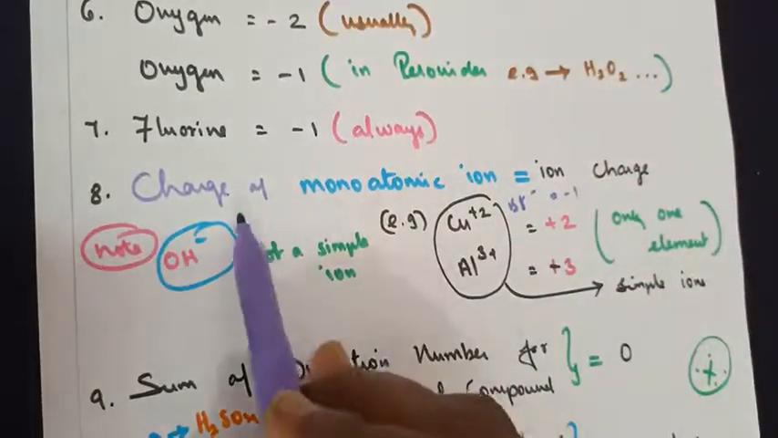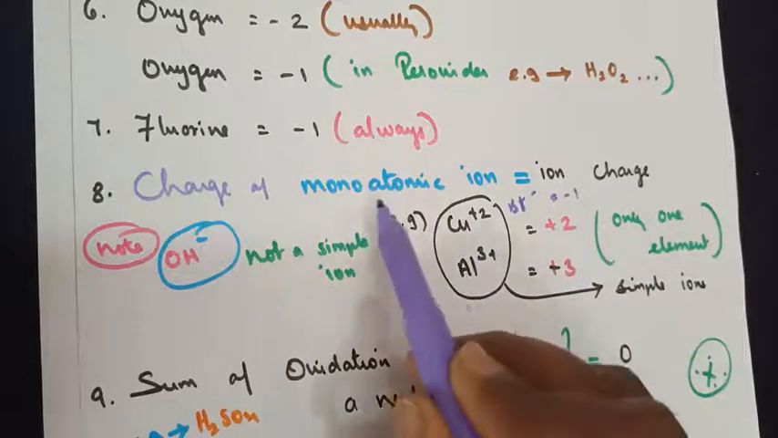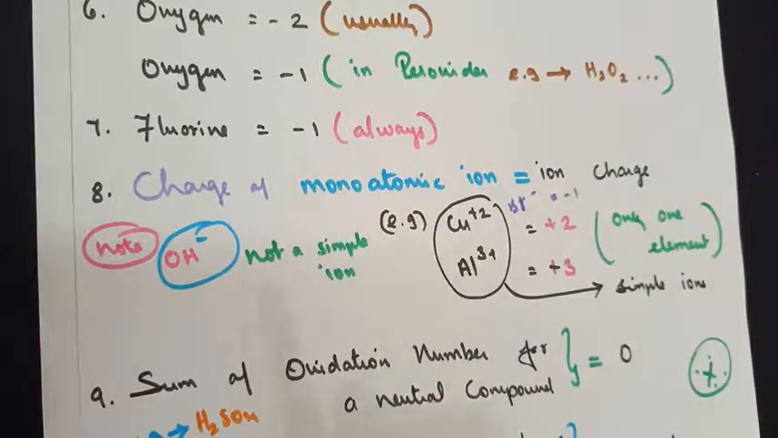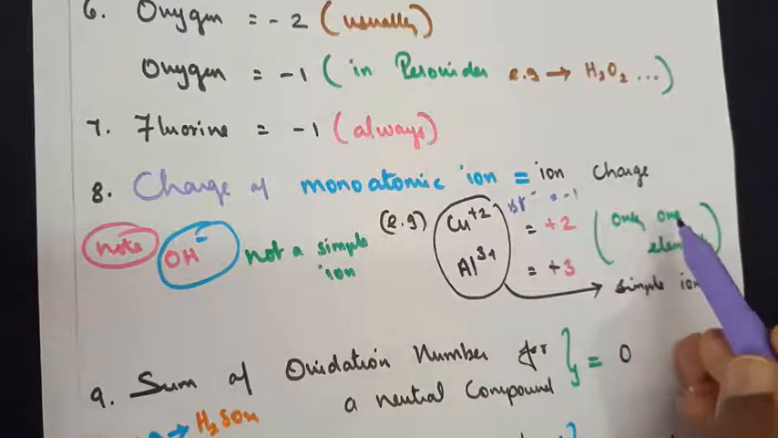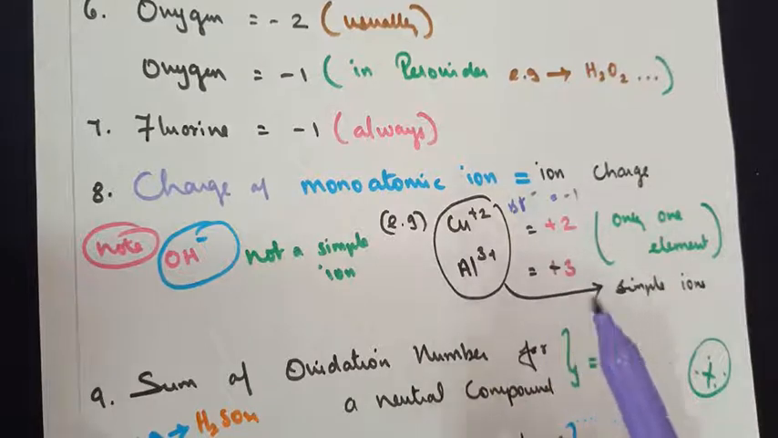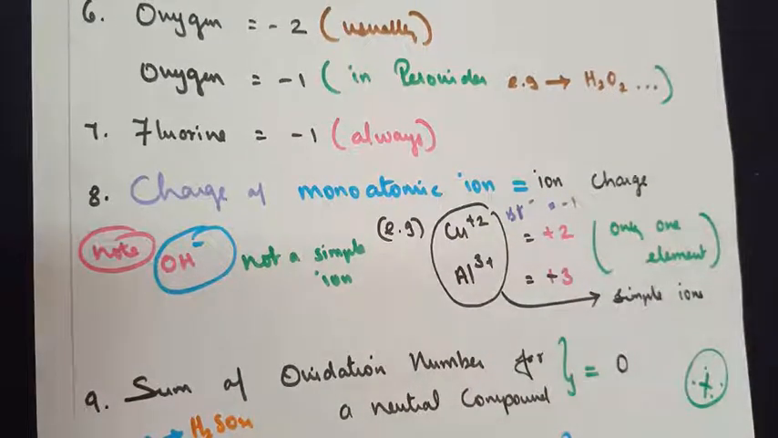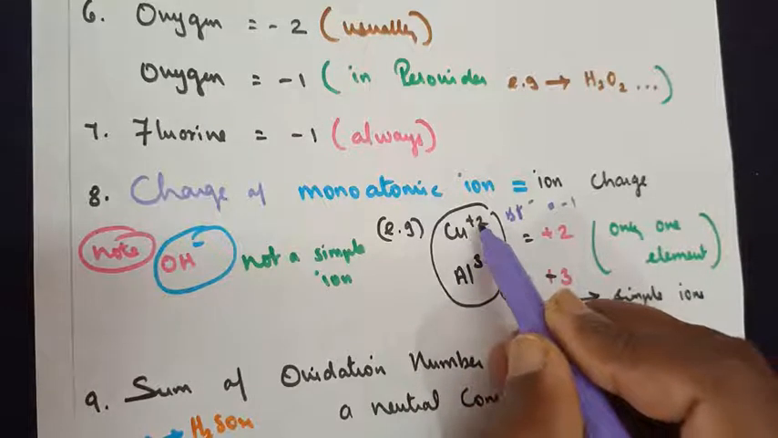The next one: the charge of a monoatomic ion is equal to the ion charge. Now what's the meaning of monoatomic ion? If the particular ion is made up of only one type of element, for example an ion, you know that it should have a positive charge or a negative charge. Now Cu 2+ is the positive ion.